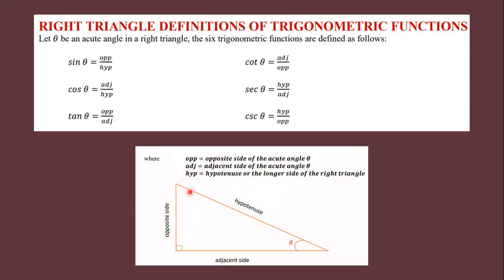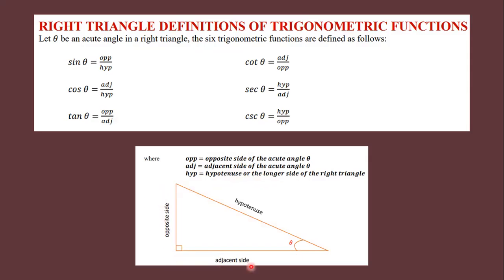In this illustration, OPP stands for the opposite side of the acute angle theta. ADJ is equal to the adjacent side of the acute angle theta, and HYP is equal to the hypotenuse, or the longer side of the right triangle. Not just longer, but the longest side.